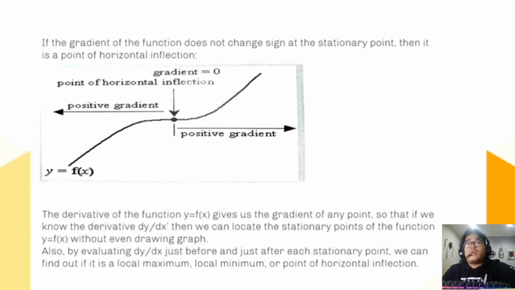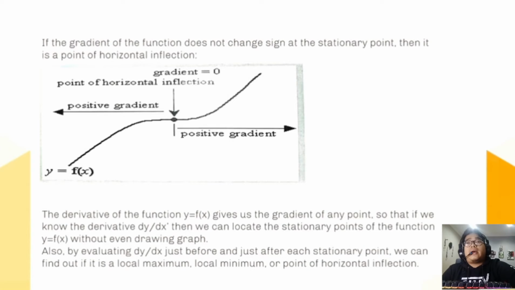So if we know the derivative dy per dx, then we can locate the stationary points of the function y equal f(x) without even drawing the graph. Also, by evaluating dy per dx just before and just after each stationary point, we can find out whether it is a local maximum, local minimum or point of horizontal inflection.